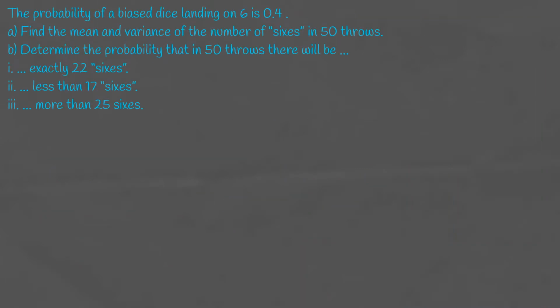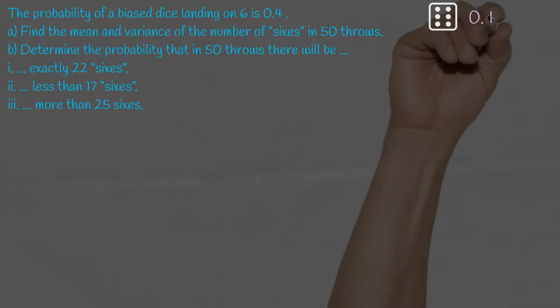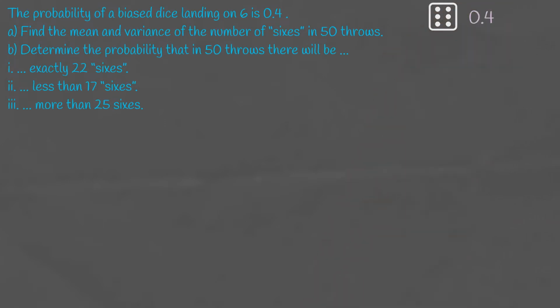So for the first question we have a biased dice, so the probability of it landing on a 6 is 0.4. Now we're asked to find the mean and the variance of the number of 6s if we throw it 50 times. So if X is the number of 6s, it can be represented binomially like this, because n is 50 and p is 0.4.